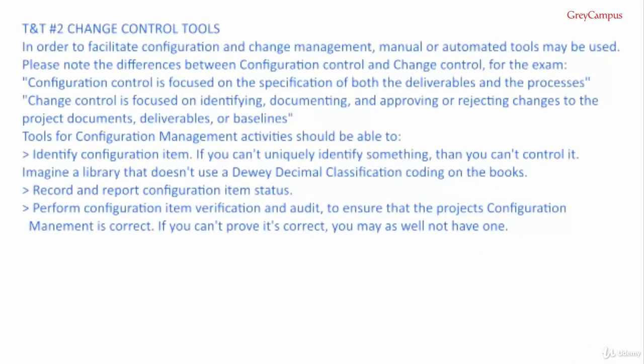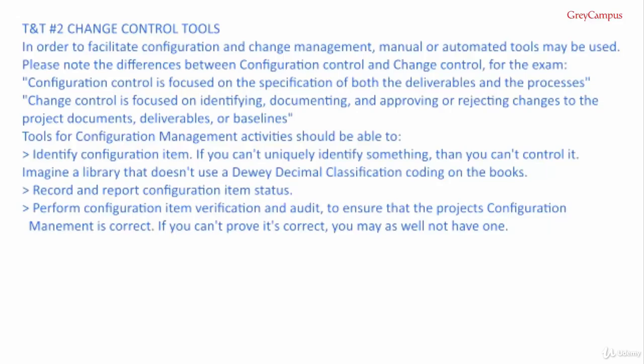I don't know what the PMBOK guide means by legal and procurement. Perhaps I mean procurement and laws relating to procurement. It's just the wording's a bit strange, so I'm not absolutely certain. And number 2, change control tools. In order to facilitate configuration change management, manual or automated tools may be used. Please note the differences between configuration control and change control.